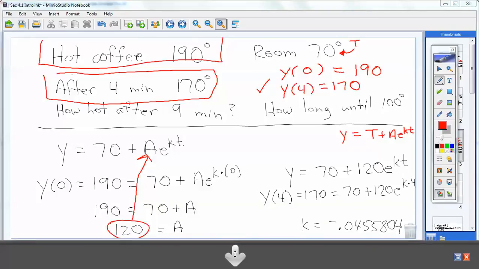Now, let's assume this is a calculator problem at this point. Okay? So go ahead and get your calculators out. It'd be a good thing.